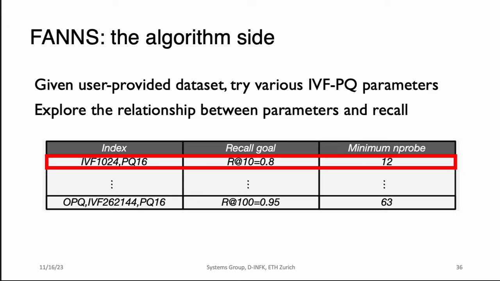In this table, you can see the first row represents one of those experiments where we use one set of index settings. In this set, we use 1024 as the number of IVF lists, and for each vector, we compress it to 16 bytes of PQ codes. And in order to achieve a recall of 80% for the 10 nearest neighbors, we evaluate on average what is the minimum number of lists to scan per query in order to achieve that recall. So here, we figure out that at least we need to scan 12 out of the 1024 lists in order to achieve this recall.